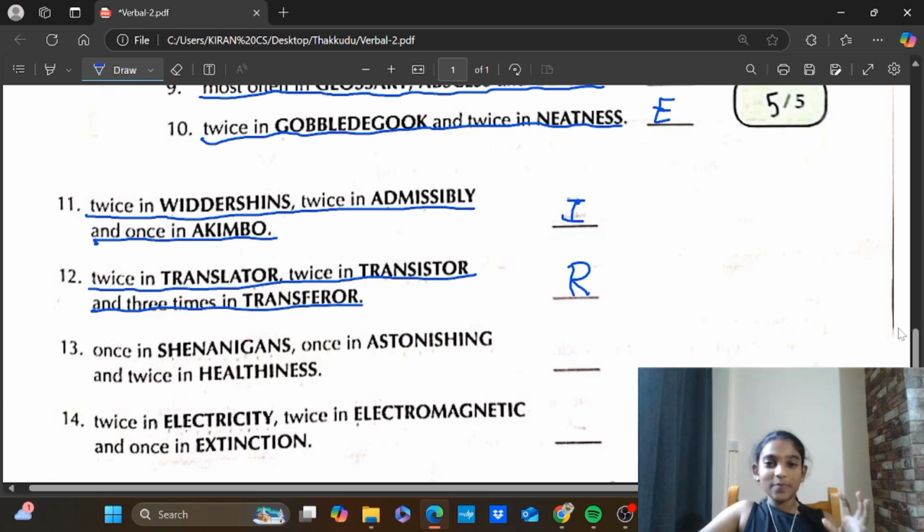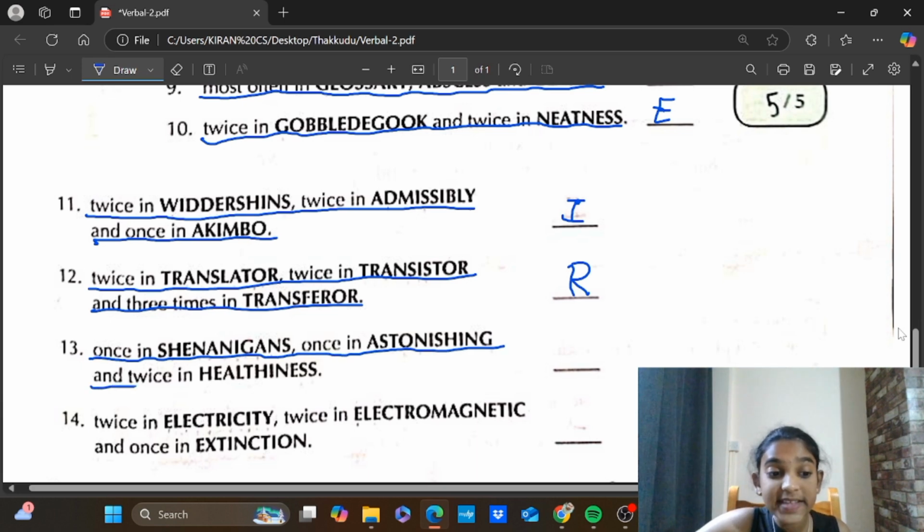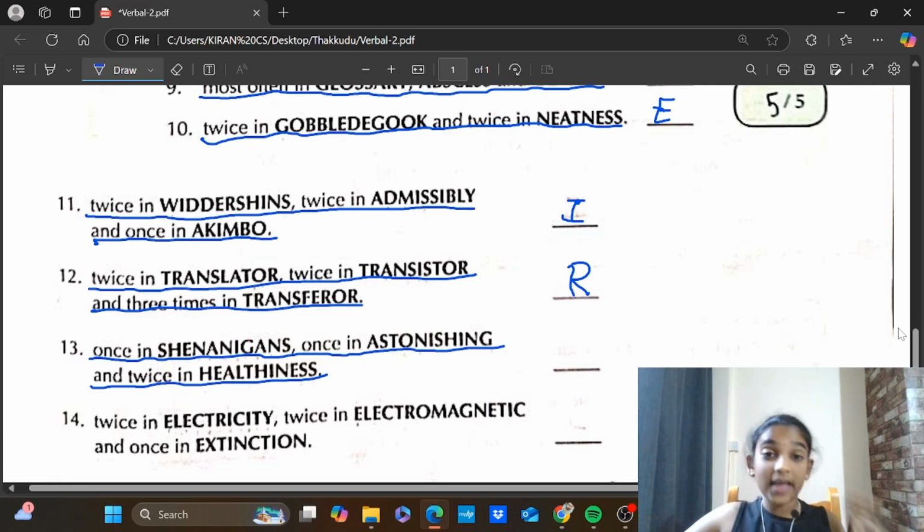Okay, so let's move on to the next question. The next question is once in the first word and once in the second word and twice in the third word. Okay, so we need to find out which letter comes once in the first word and in the second word, but twice in the third word. So is it S? Does it come once? No, it comes twice, so it's not S. What about H? It comes once. It comes once. It comes twice. So for question number 13, the answer is H.